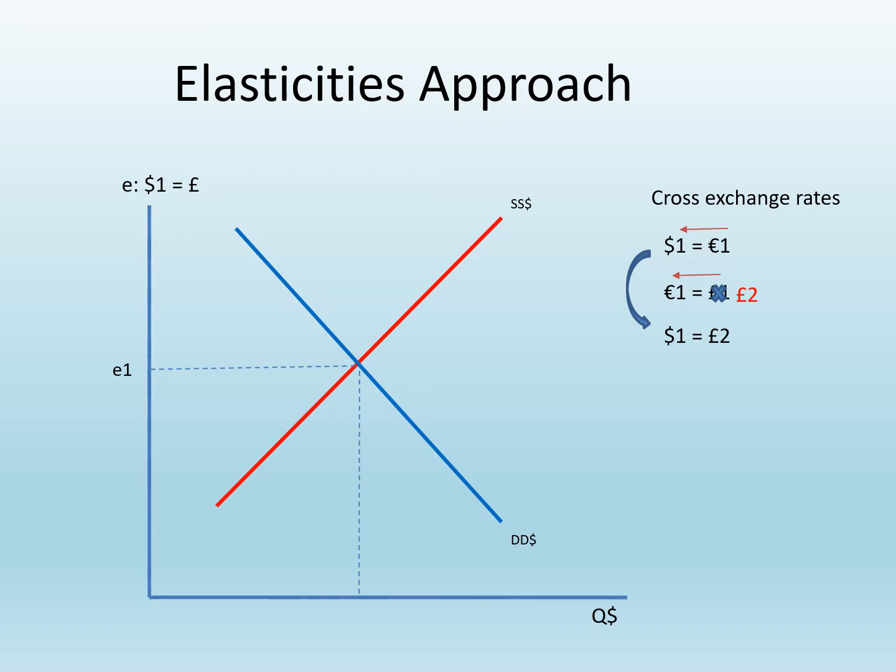This was an extreme example. In the real world, obviously, you won't get such extreme examples. You'll get point of a cent or point of a pence, and those points are arbitraged away. That's what foreign currency dealers do.